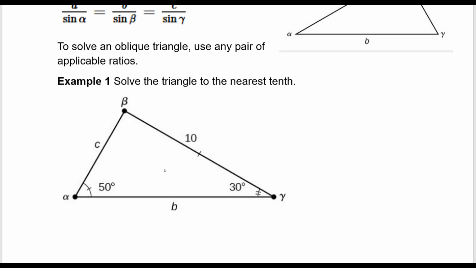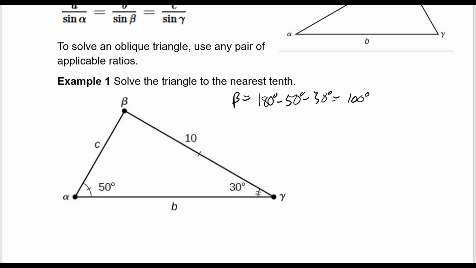So let's go ahead and solve this triangle. The first thing is we can find beta because we know two of the angles. So beta is going to be equal to 180 minus 50 degrees and then minus 30 degrees. So that's going to be 100 degrees. So we know beta.